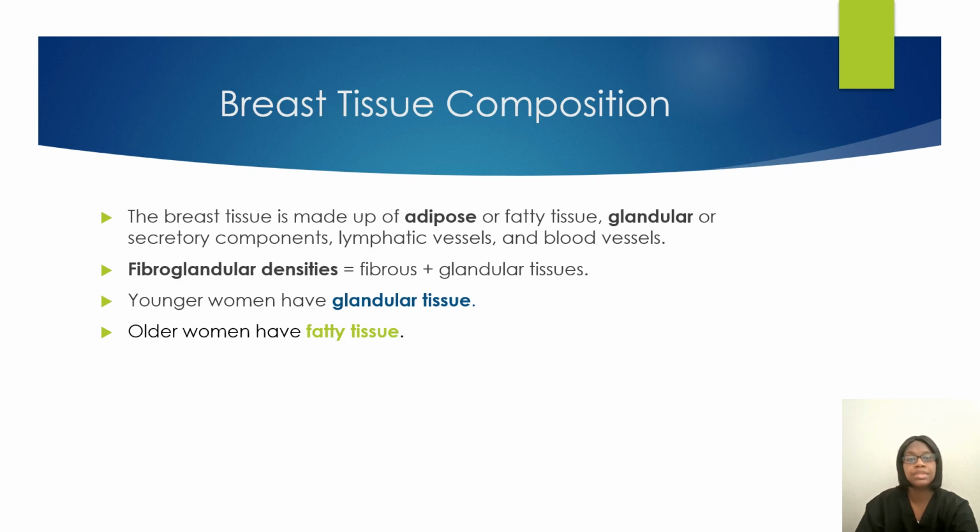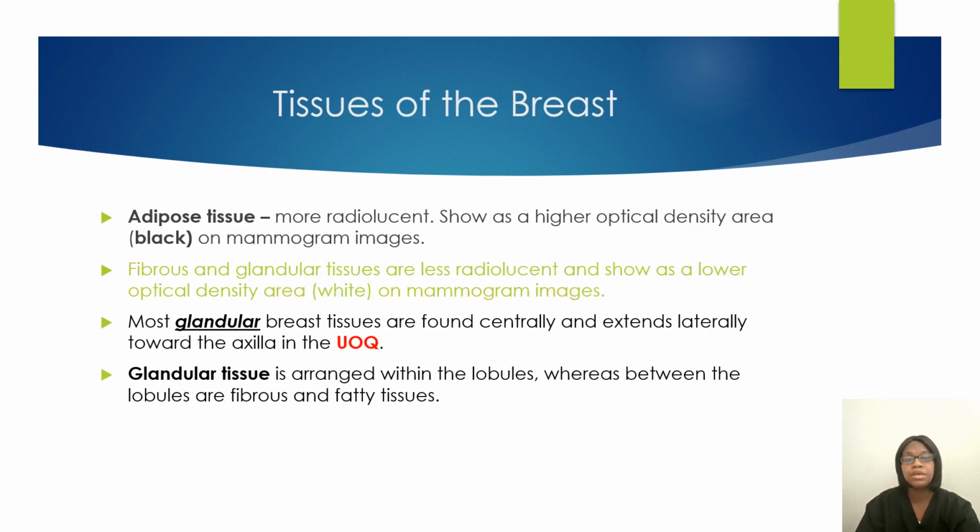For the breast tissue composition, the breast tissue is made up of adipose or fatty tissue, glandular tissue, and it also has lymphatic vessels and blood vessels. Older women will tend to have fatty tissue, and younger women tend to have glandular tissue. Adipose tissue is more radiolucent on the mammogram picture, meaning black. Most glandular breast tissue is found centrally and extends laterally towards the axilla in the upper outer quadrant. Your glandular tissue is arranged within the lobules.